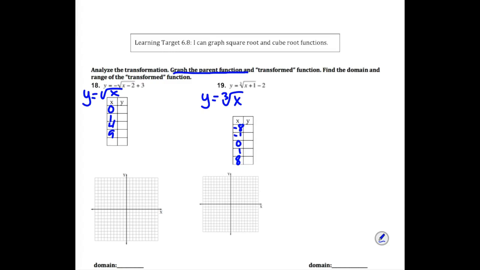All right, so square rooting 0, we get 0. Square root of 1 is 1. Square root of 4 is 2. Square root of 9 is 3. That's my parent function. Yes? What have we done to this parent function? What kind of transformations?